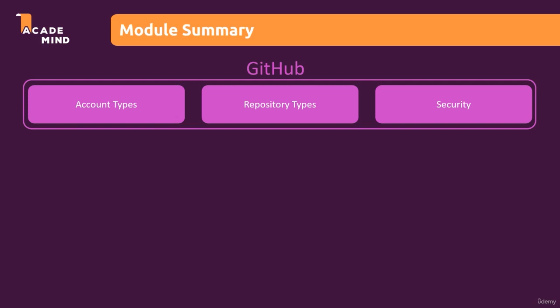We had a closer look at the personal access token, which gives us as the local Git user access to a specific GitHub account.